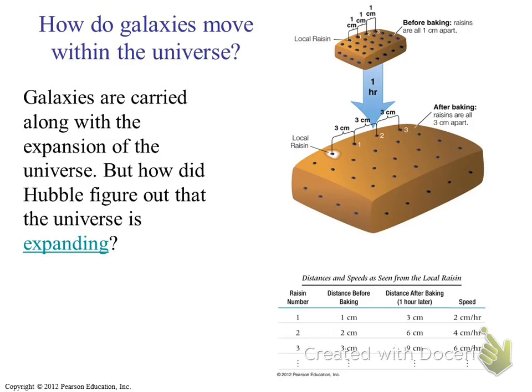So, in fact, it's summarized over here. The furthest one, raisin number 3, after the cooking, which took an hour perhaps, moved 6 centimeters, so 6 centimeters per hour. The middle raisin moved 4 centimeters per hour. The closest raisin to the local raisin moved 2 centimeters per hour. When something is moving away, it's recession. We call it recessional motion. So the recessional motion of the farthest one is faster. So the universe is expanding.